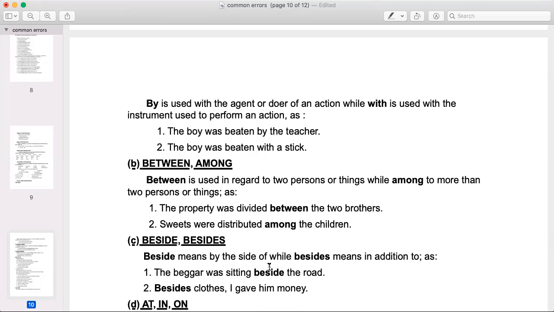Beside and besides. Beside means by the side of, like something nearby, at the side. While besides means in addition to, like an add-on to something. So when we say the beggar was sitting beside the road, the beggar was sitting at the roadside. But when we say besides clothes, I gave him money, in addition to the clothes, I also gave that person some money.